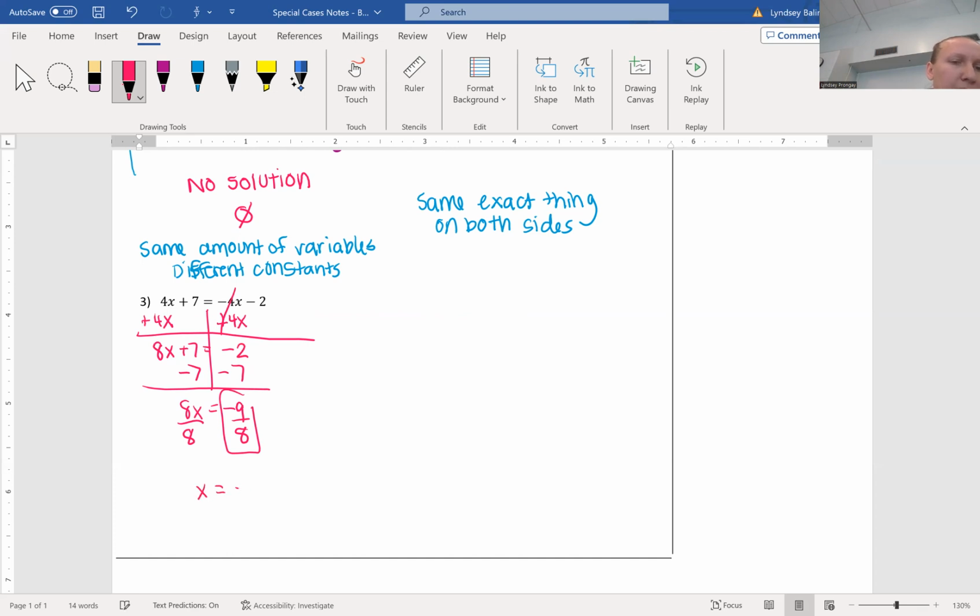So x equals -9/8. Okay, so once again, no solution and all numbers only happen when you have the same exact amount of variables on both sides after you simplify. And then it's a matter of, are they exactly the same? Or do you have different numbers that make it not make sense?